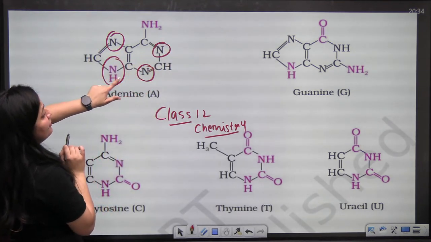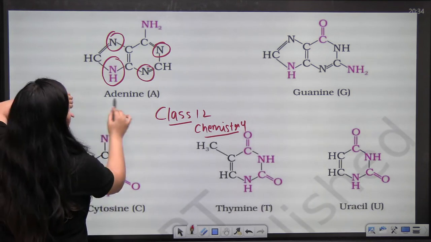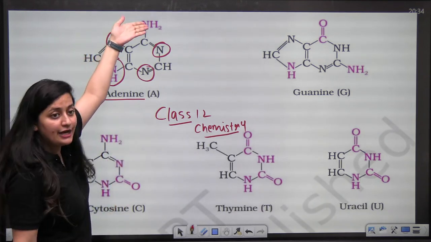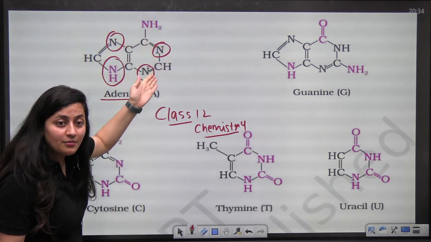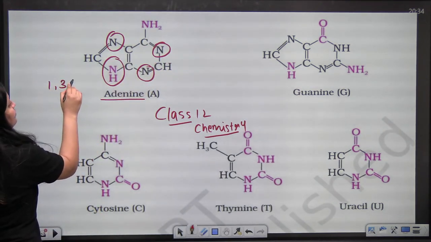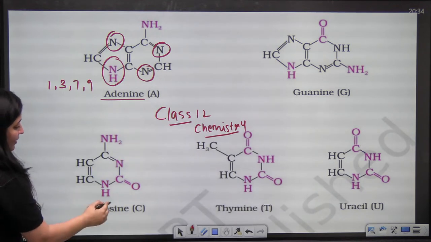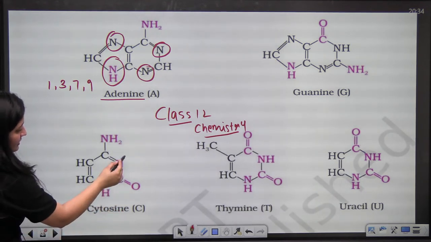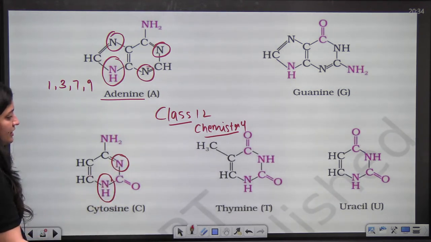Many times, the majority of students make the mistake. They say, ma'am, in adenine we have 6 nitrogens. But we are talking about the nitrogen present in the ring. So in a purine it is 1, 3, 7, 9, and when it is a pyrimidine, 1 and 3. That's what you people need to remember.